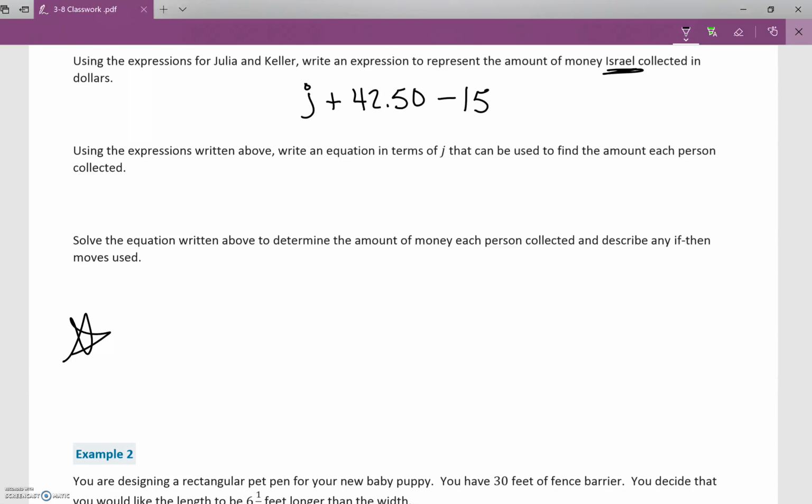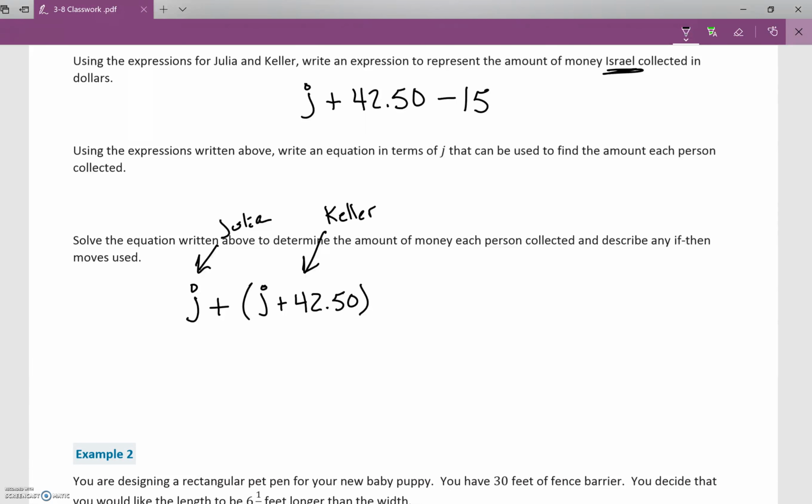I'm actually going to show all the work down here because there's more room. All right. So what did we use to represent Julia's money? It was J. The expression we used, and I'm going to label this is Julia. The expression we used to represent Keller's money was Julia plus $42.50. That's Keller. And then we have Israel. And here is Israel's expression. So his is Julia's money plus $42.50 minus 15, which would be, if we simplified it, Julia's money plus $27.50. So that one is Israel.